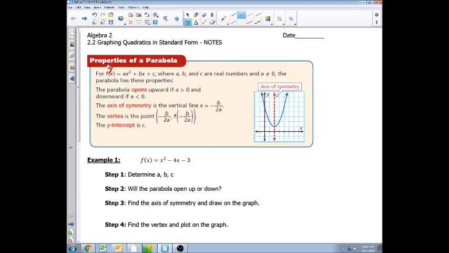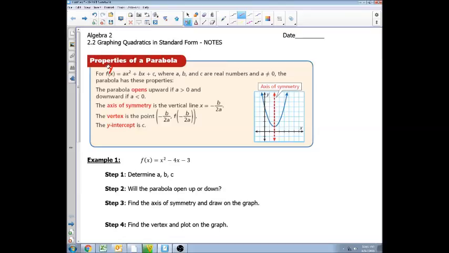The parabola opens upward if a is greater than 0 and downward if a is less than 0. Well, let's talk about what a is to begin with. A is going to be the number that is attached to x squared. It can be a 1, a 2, a negative 1, a negative 2, a negative 1,000 for all we know, okay? The axis of symmetry is the vertical line x equals the opposite of b.